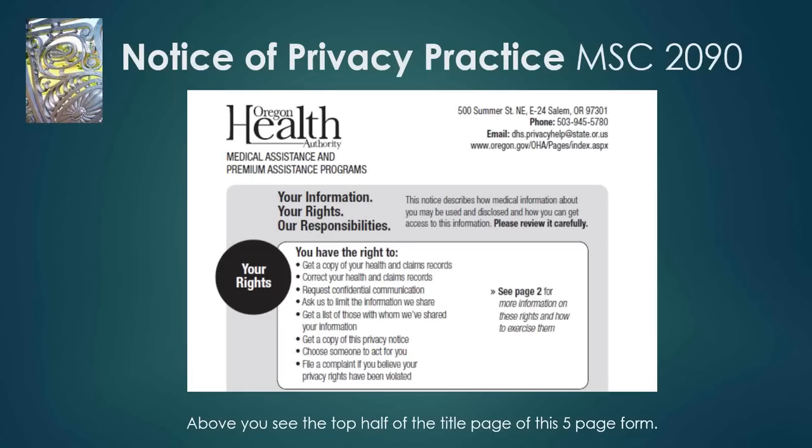Now, Form 2090, Notice of Privacy Practice, you'll see that that form has the logo of the Oregon Health Authority at the top left. This is also a 5-page form. There is no place on this form for the individual to sign. We don't need this form returned to us. We just need to get this privacy practice information into the hands of our OPI individuals.